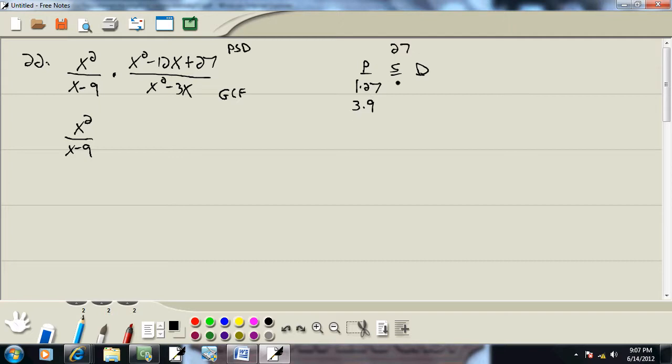I think that's it. So add them. 1 plus 27 is 28. The S column is for sum. 3 plus 9 is 12. The difference column, we subtract the smaller from the larger. 27 minus 1 is 26. 9 minus 3 is 6. The number we're looking for is the number in our middle term, which is 12, which is right here. So we're going to use 3 and 9.